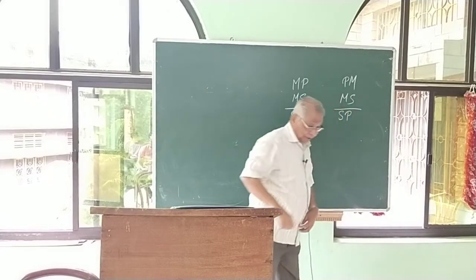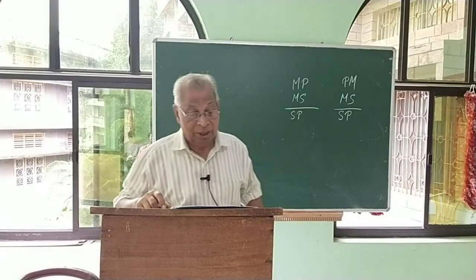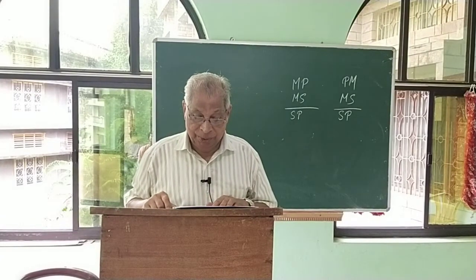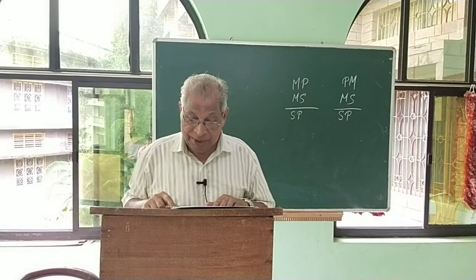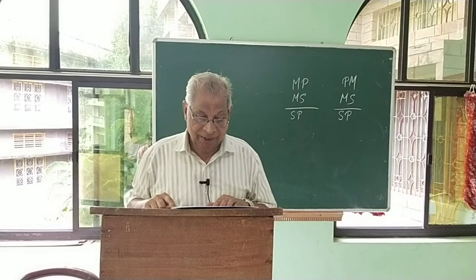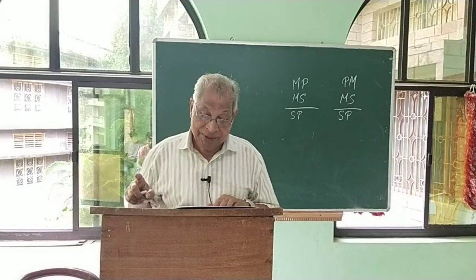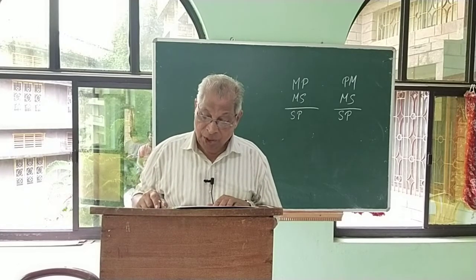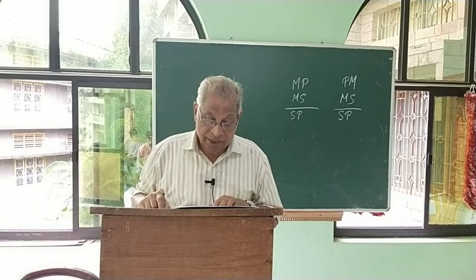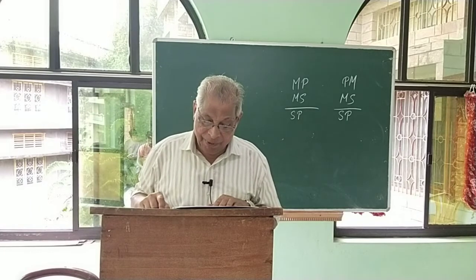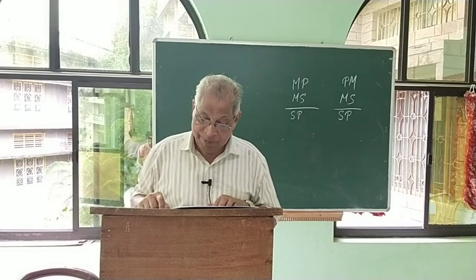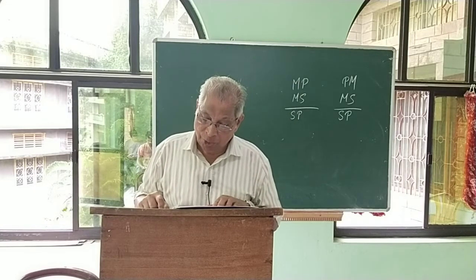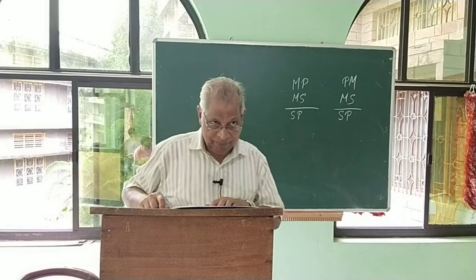That is the fourth figure. What are the rules with regard to the fourth figure? If one premise is negative, the major premise must be universal. If the major is affirmative, the minor premise must be universal. If the minor premise is affirmative, the conclusion must be particular.